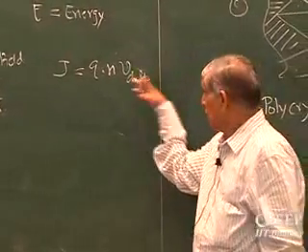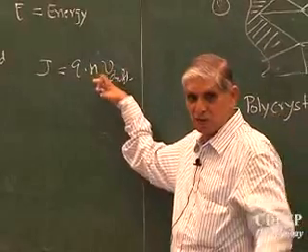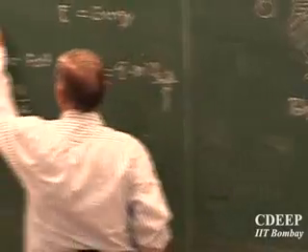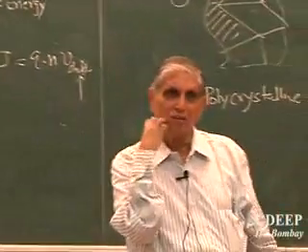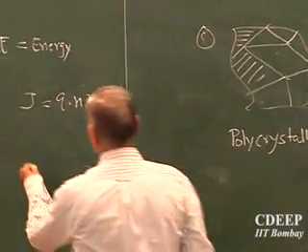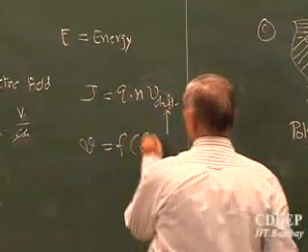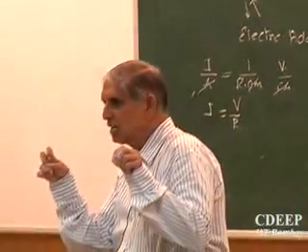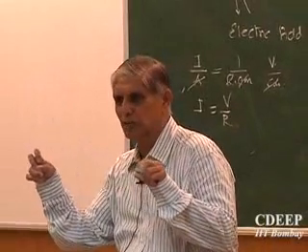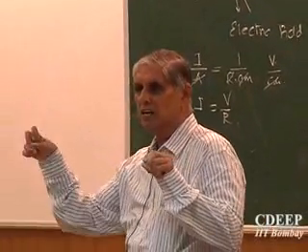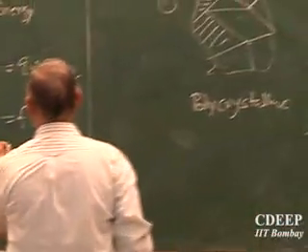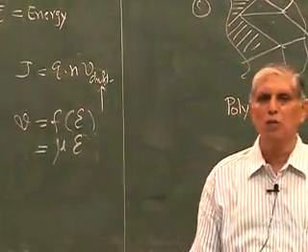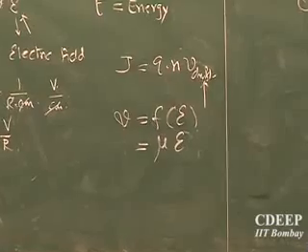Is that clear? If N is fixed by the resistivity we have, then this and this must have some relationship. So we are looking for the relationship of V as a function of electric field. So larger the electric field, hopefully it is proportional to some extent, then larger will be the current. This is what Ohm's law was saying. So this proportionality constant is given a name mu, which is called mobility.